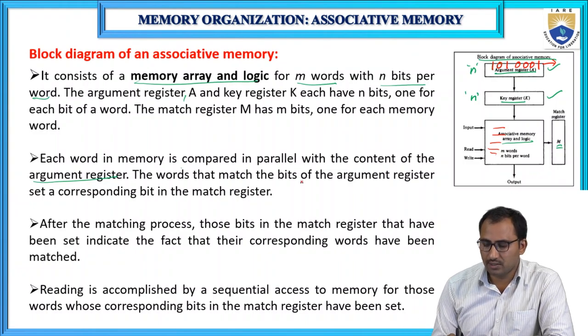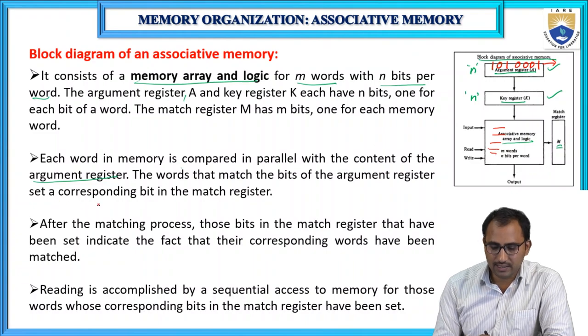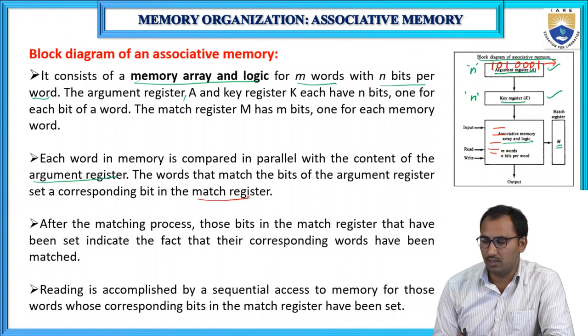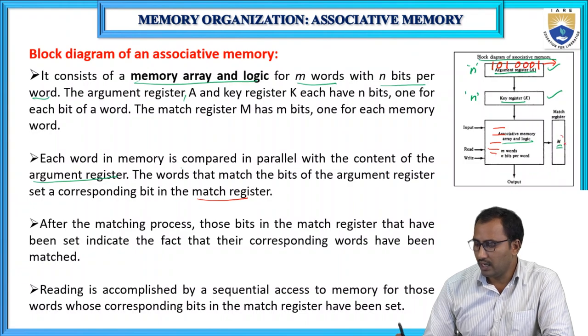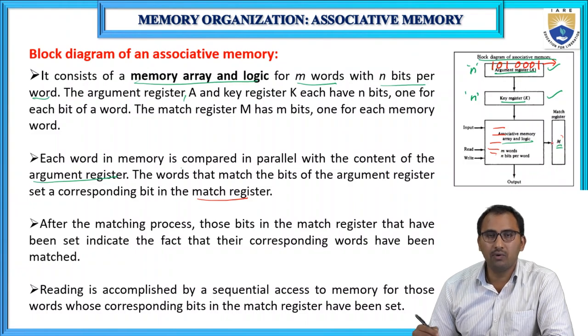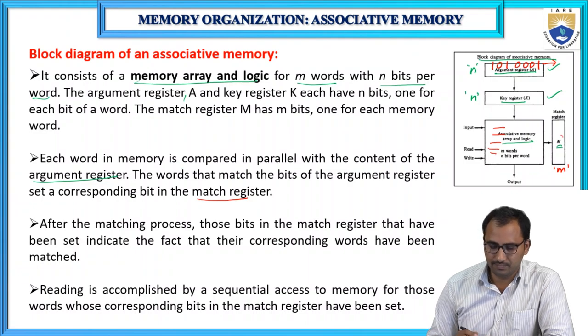The words that match the bits of the argument register set a corresponding bit in the match register. So here, the match register has as many bits as the number of words in the associative memory. How many words are there in the associative memory? Total M words. So the match register also contains M number of bits.